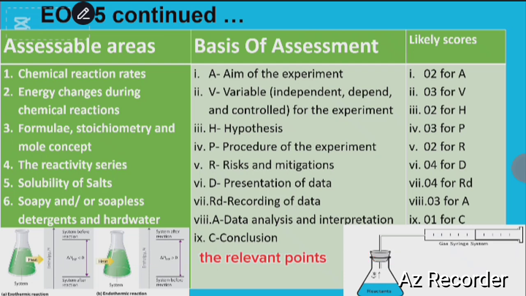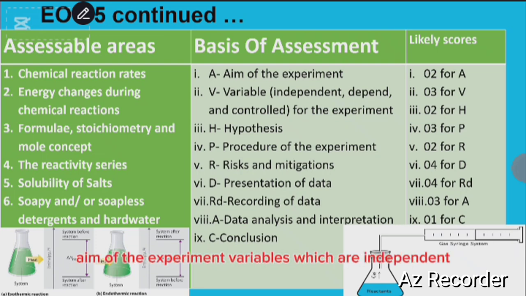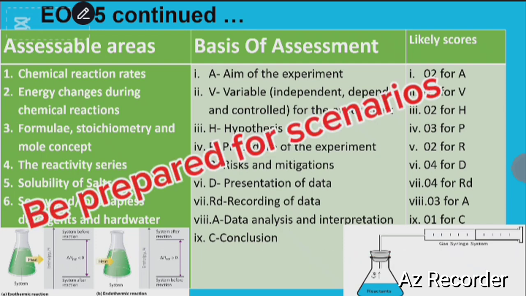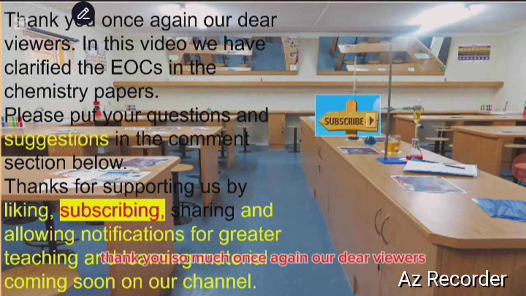The relevant points a learner must include and their scores include aim of the experiment, variables which are independent, dependent or controlled, hypothesis, procedures, risks and mitigations, presentation and recording of data, data analysis and interpretation, and lastly, conclusion. Be prepared for scenarios.